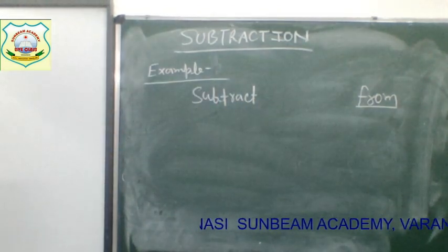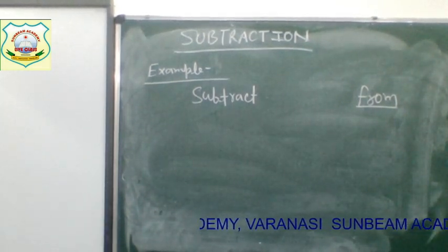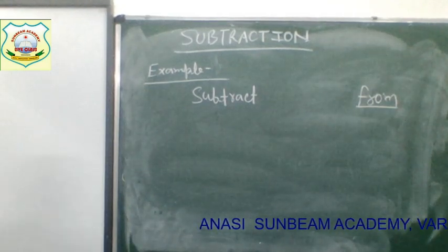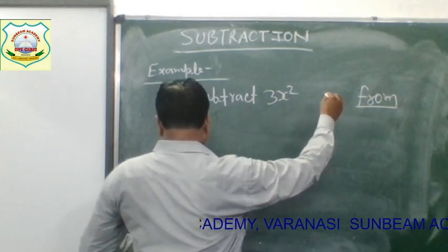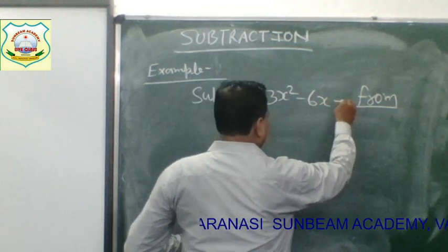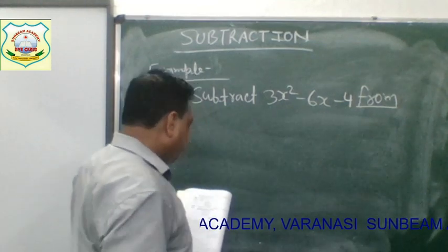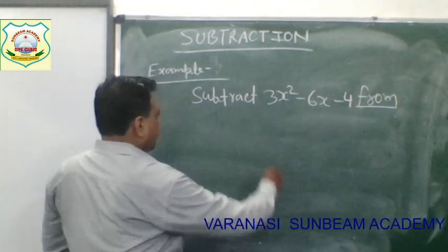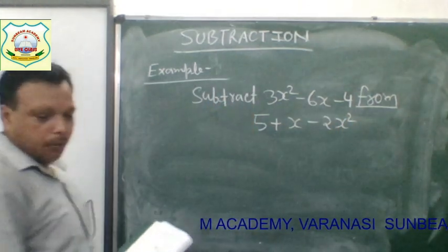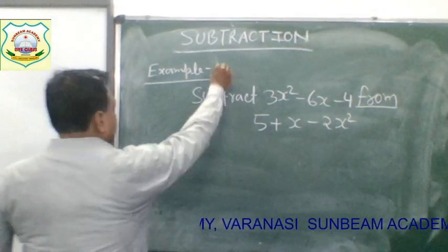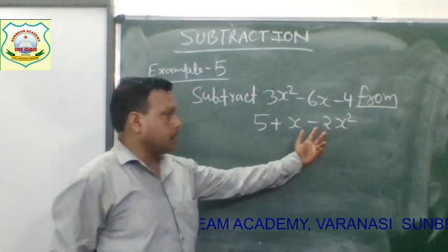Example 5. Given 3x² − 6x − 4, subtract 3x² − 6x − 4 from 5 + x − 2x².